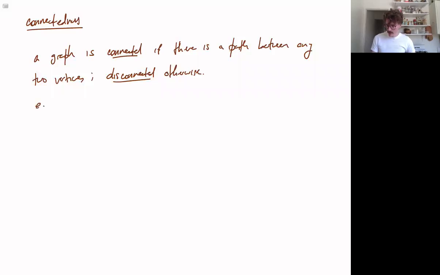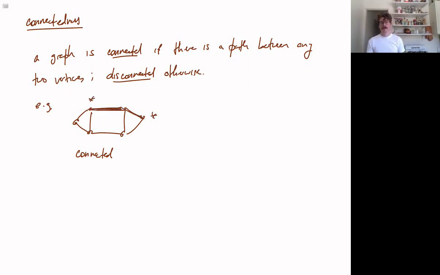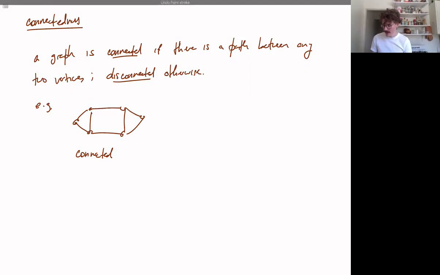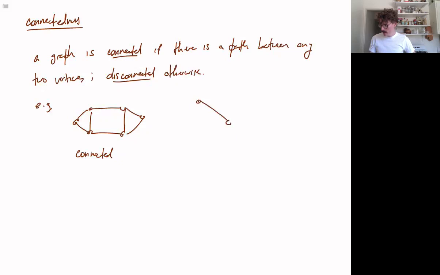So for example, a graph like this one, for example, this is connected because there is a path between any two vertices. Just to give an example, this vertex and this vertex, there is a path from here to here. There you go. And you can pretty easily see that if you choose any two vertices in this graph, you can find a path between them. So it is connected.